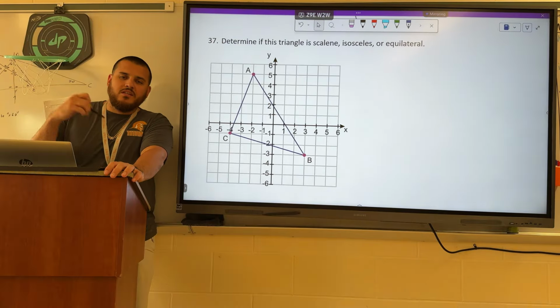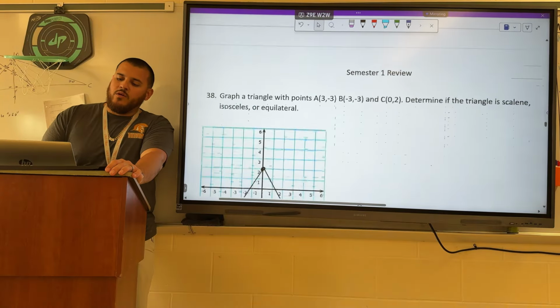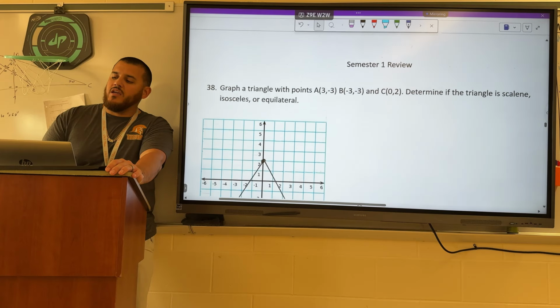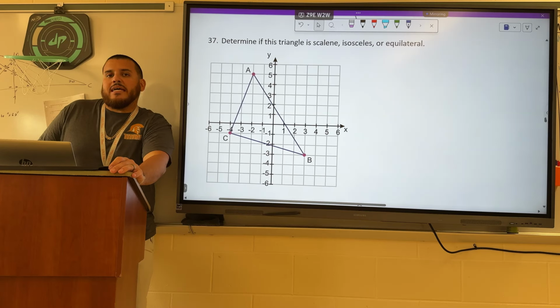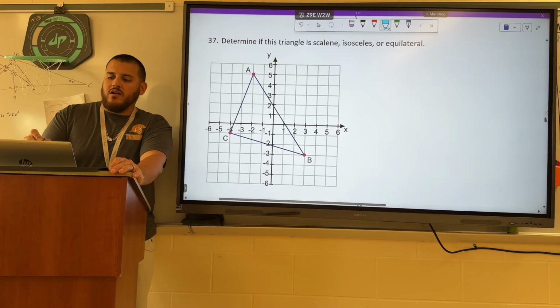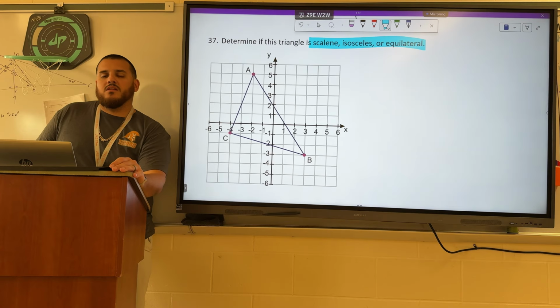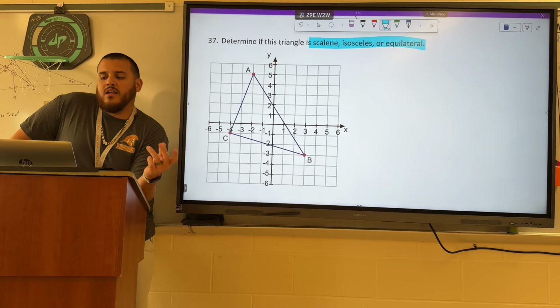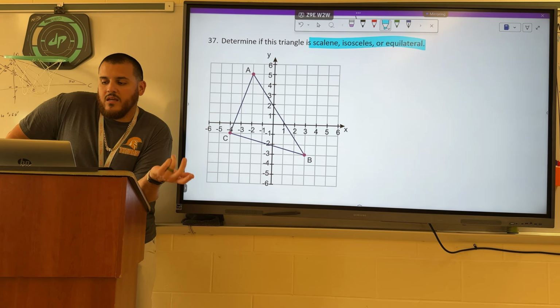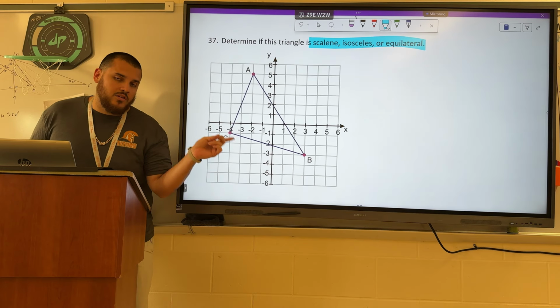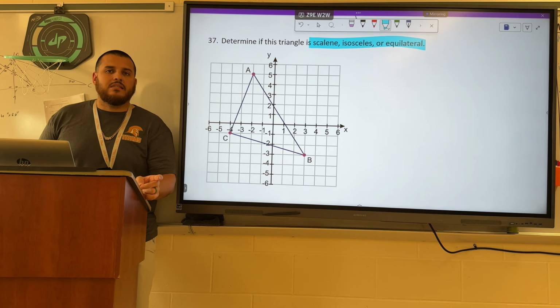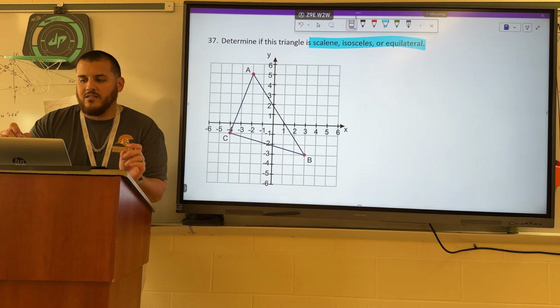In examples 37 and 38, we're being asked to identify if a triangle is scalene, isosceles, or equilateral. So we're classifying here. These require us to know how long sides are, because in an equilateral, all the sides will be the same. In an isosceles, 2 sides will be the same. In a scalene, none of the sides will be the same. The way that we determine that when a triangle is graphed is by using the distance formula on our sides.